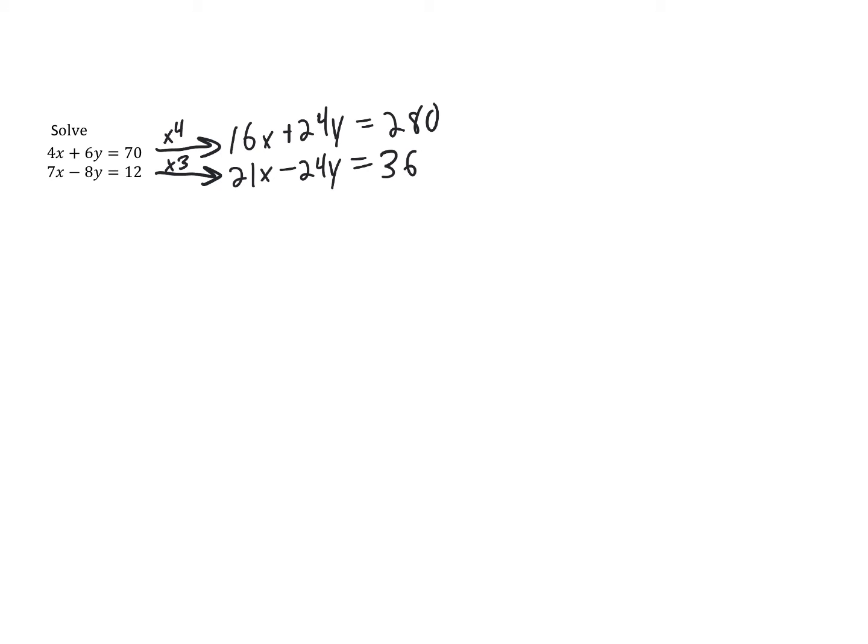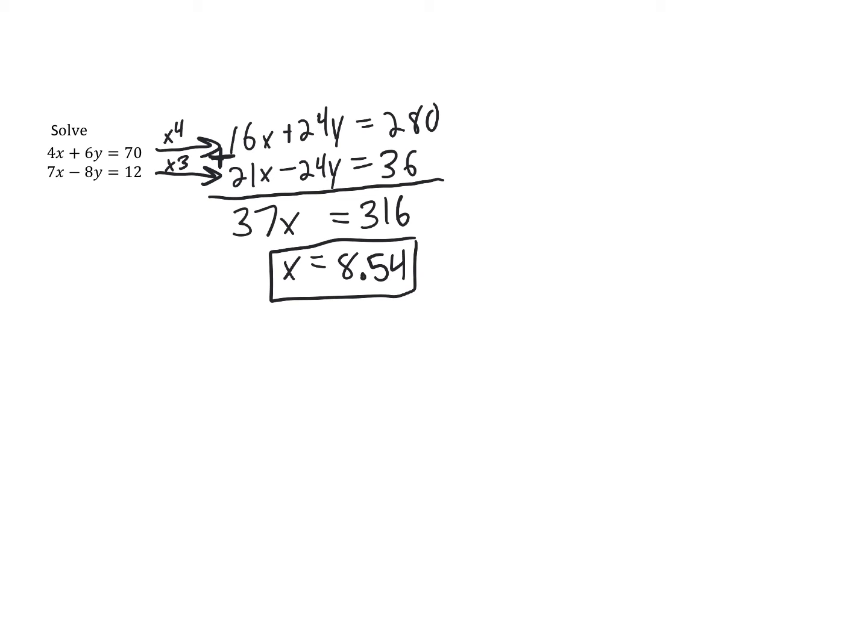So you notice the top one is plus 24y, the bottom one is minus 24y. That's why we add them, because they're opposite signs. This will give us 37x equals 316. Now if I divide that out, we get x equals approximately 8.54.